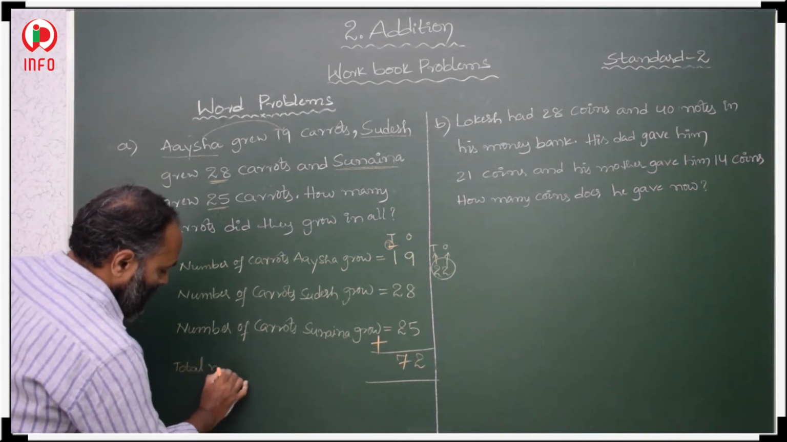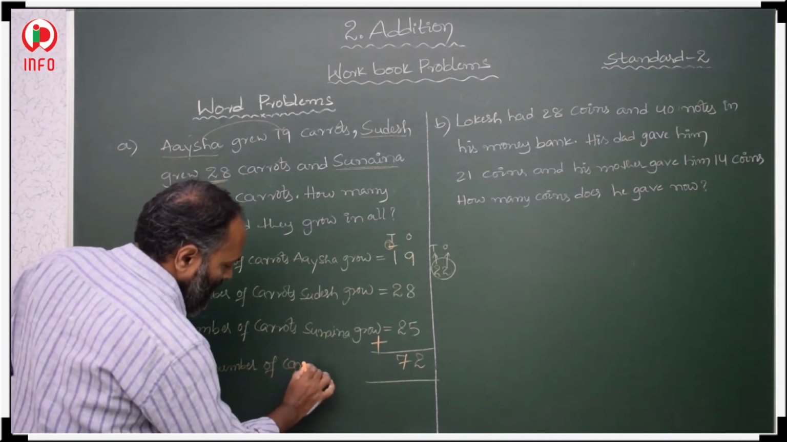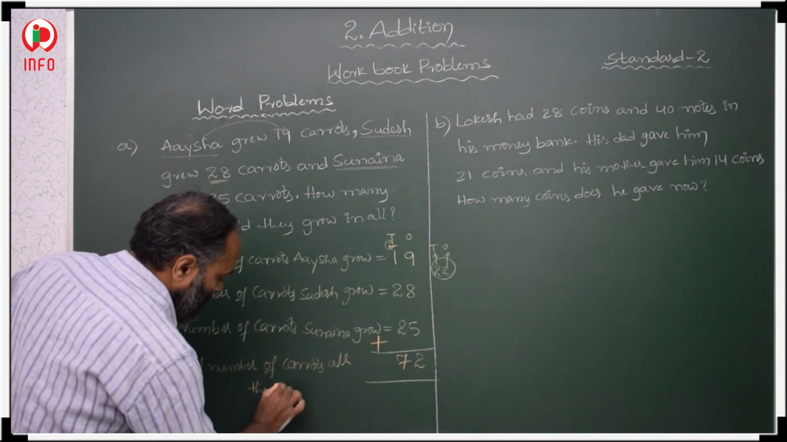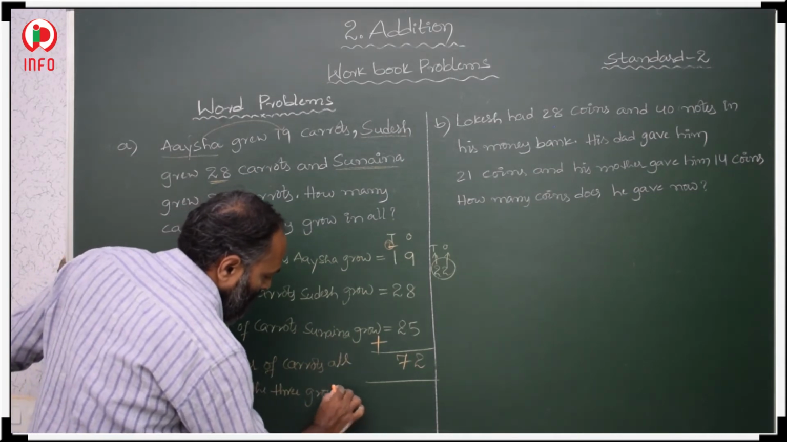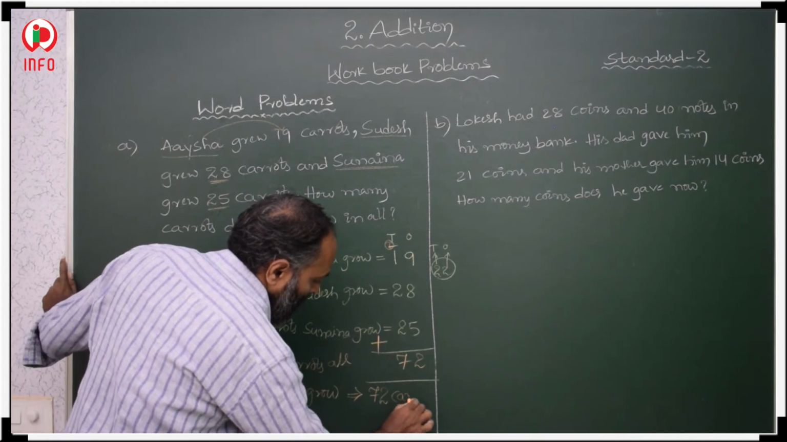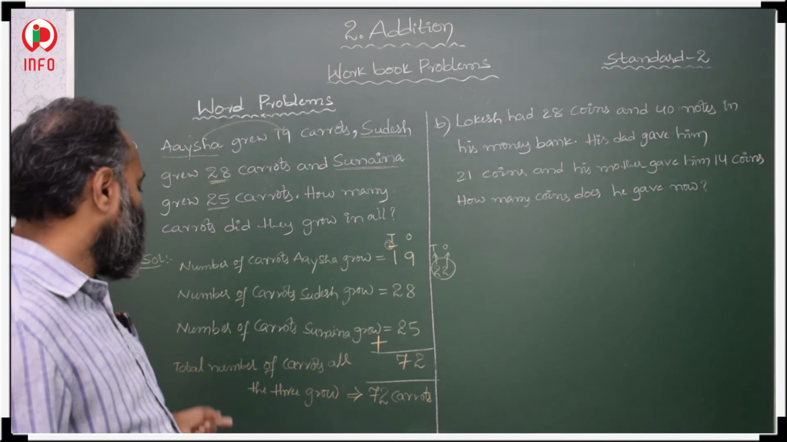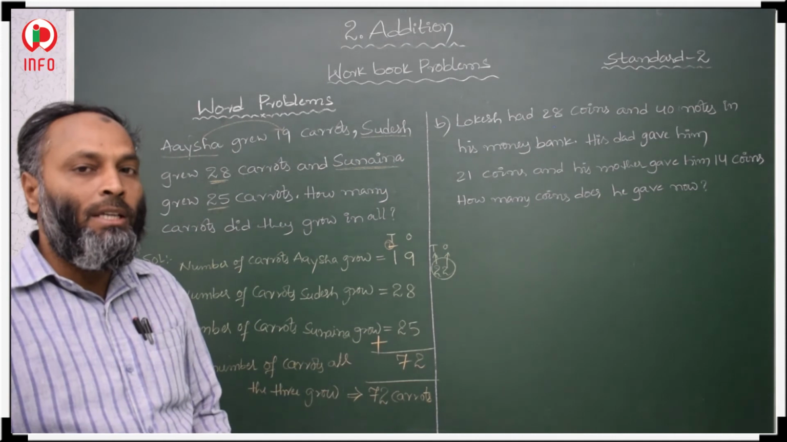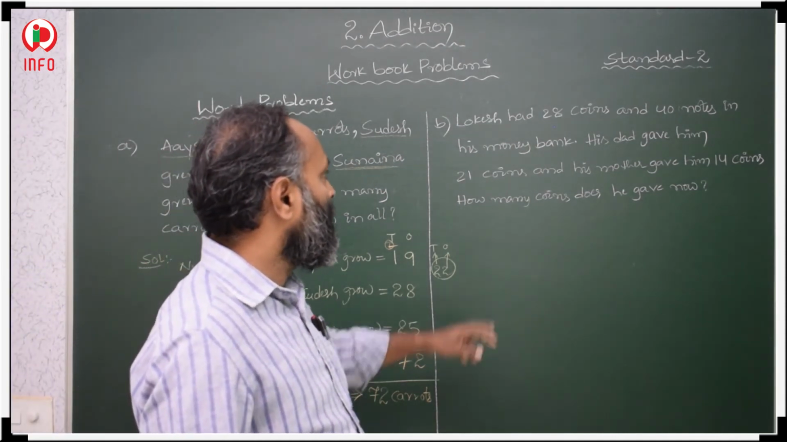Total number of carrots all the 3 grow is 72 carrots. So all the 3 members grow 72 carrots in all. 72 carrots in all. Next question here.